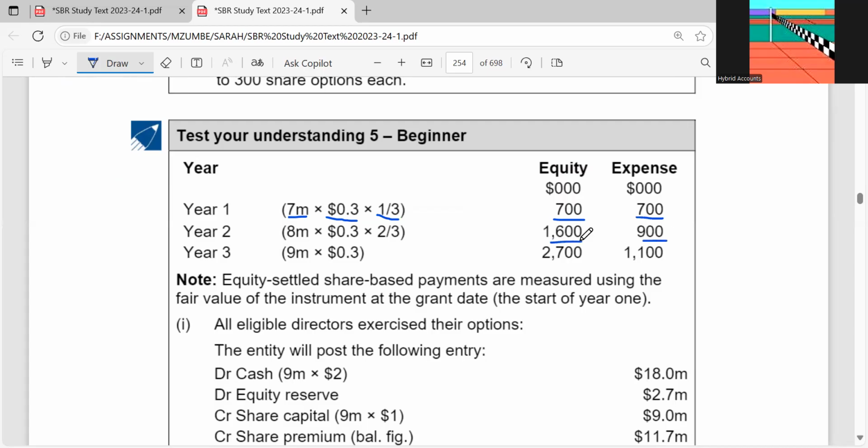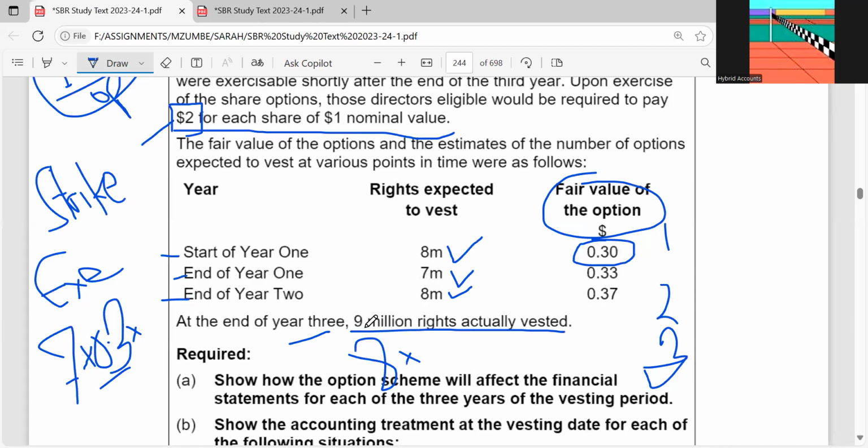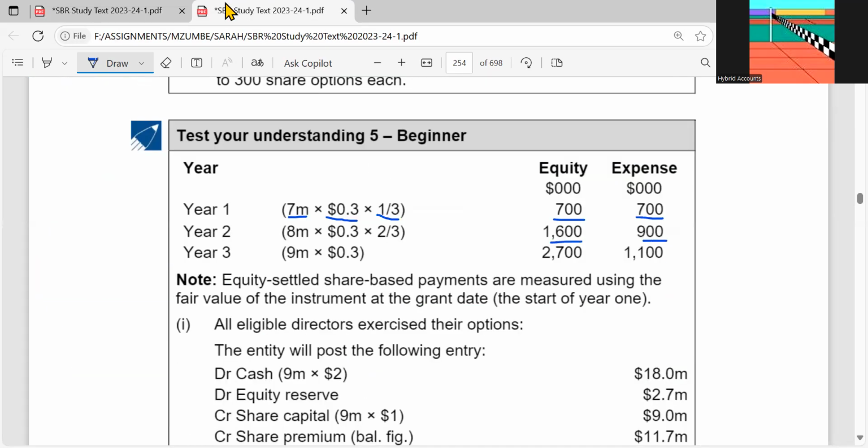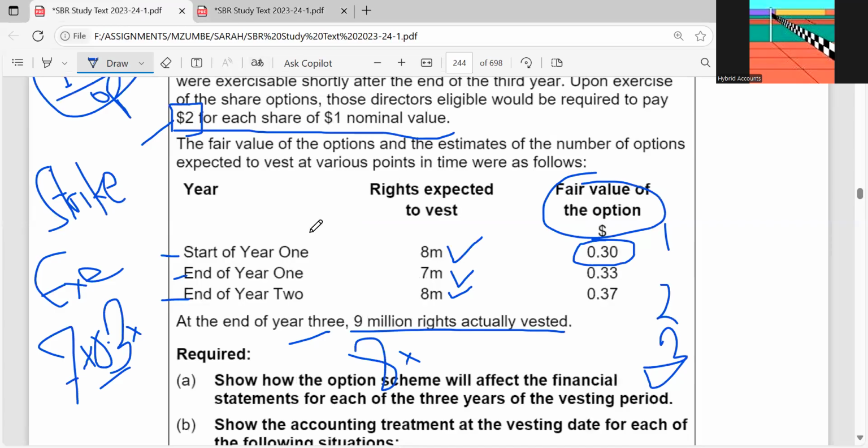And you repeat the same for the last year, which we had 9 million rights or 9 million options, with the value of options being 0.3. So it's 9 million times 0.3, times 3 over 3, which is why they didn't write it. 3 over 3 equals 1, right? 2700 minus 1600, you have 1100, right? I hope you have seen that and everything has gone fine, right? Okay, that's just recording and we're done with that.